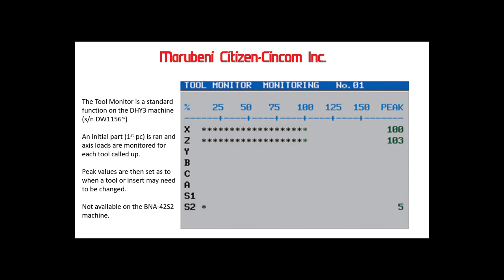So this screen is not available on the BNA42S. This is the tool monitor screen. So this tool monitor is a standard function in the DHY3 machines. The first part is run and access loads are monitored for each tool called up. Peak values are then set as to when the tool or insert may need to be changed. Like I said, the tool monitor is not available on the BNA42S. So this is a nice feature. Like I said, it's standard on this DHY machine.